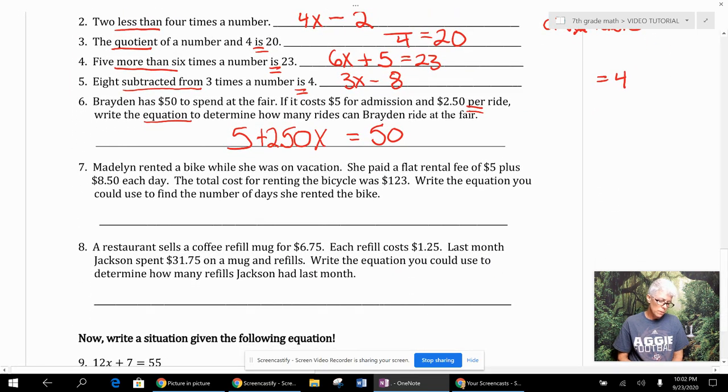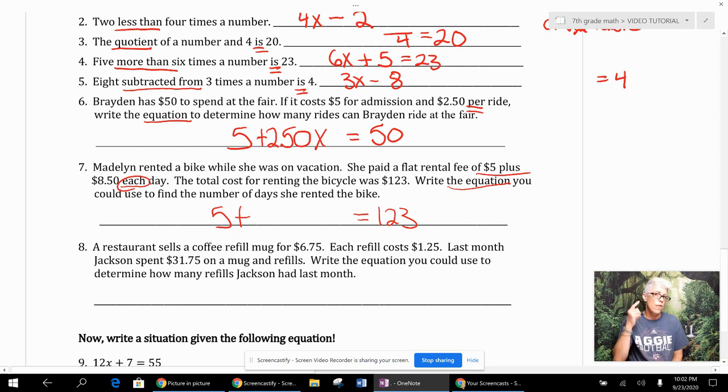Madeline rented a bike while she was on vacation. She paid a flat rental fee of $5 plus $8.50 each day. The total cost for renting the bicycle was $123. Write the equation. We know there's going to be an equal sign you could use to find the number of days she rented the bike. So let's see. It's going to equal 123. She paid $5 plus, just writing it like I see it.